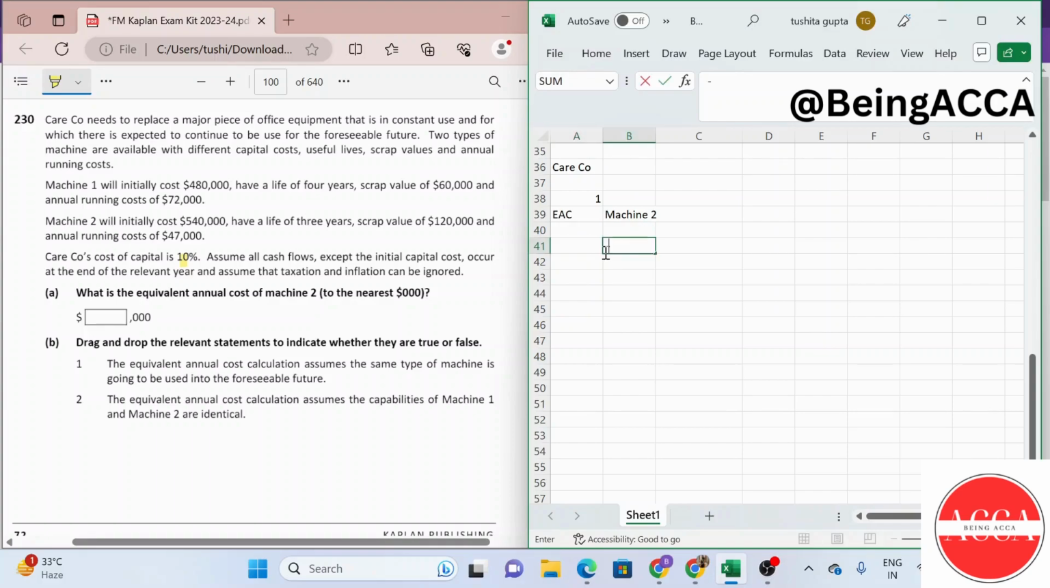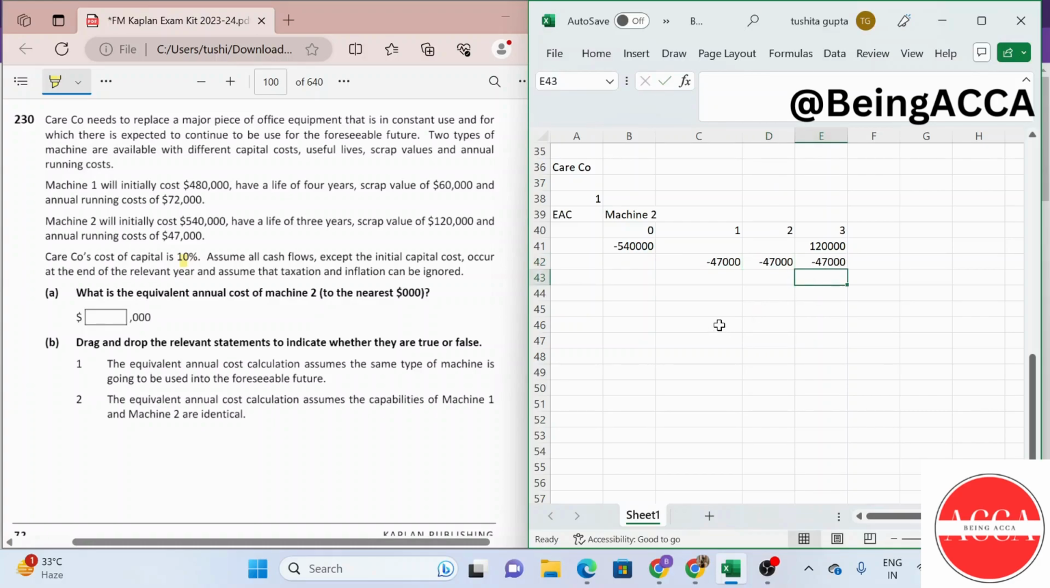So we have a negative 540,000 initial investment. This happens at year 0, and then we have a life of 3 years, scrap value of 120,000. So 1, 2 and 3, at the end of the third year I will have a scrap value of 120,000, and then annual running costs are 47,000. So let me write my annual running cost over here. This is minus 47,000 and again minus 47,000 and again minus 47,000.